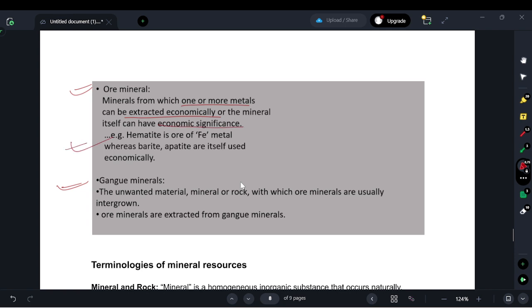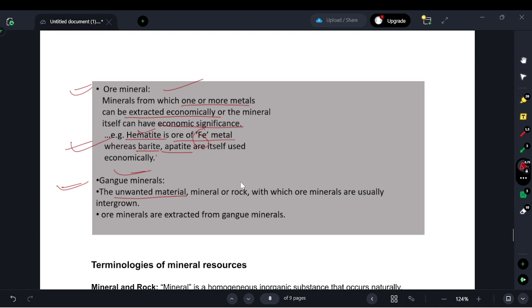For example, hematite is the ore of the metal iron, whereas barite and apatite are themselves economically extractable. You will extract the whole barite to be used for its purpose, but in the case of hematite, we will extract the iron. So an ore mineral can have one or more metals that can be extracted, or it can itself be economically extractable. But gangue minerals are the unwanted material, or the impurities.